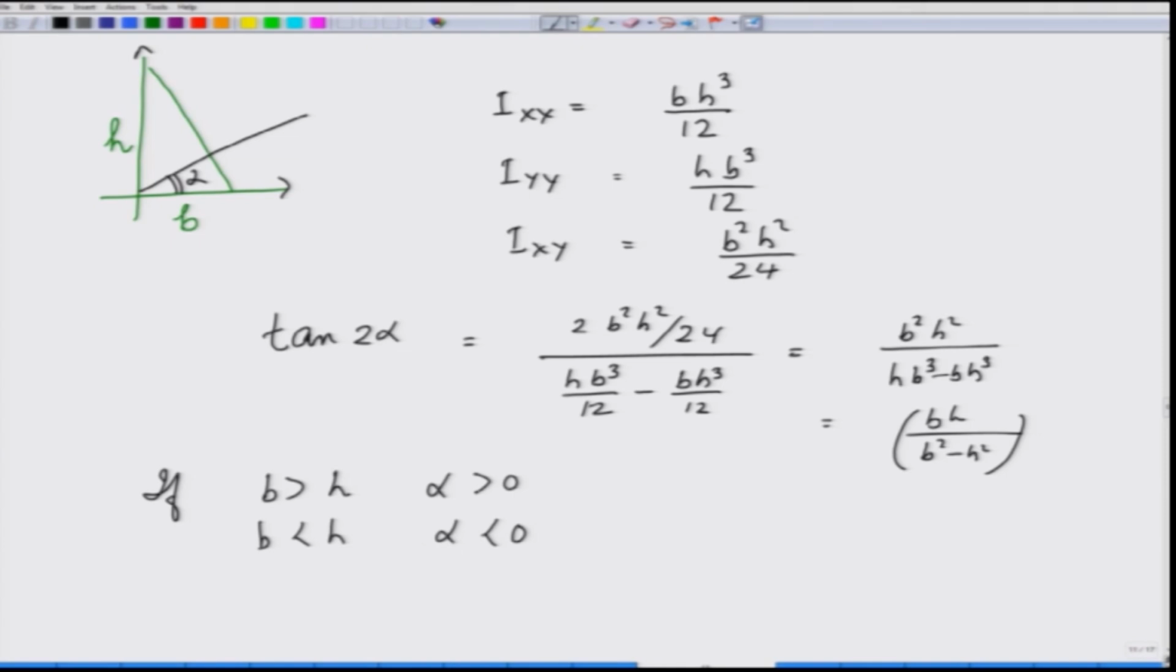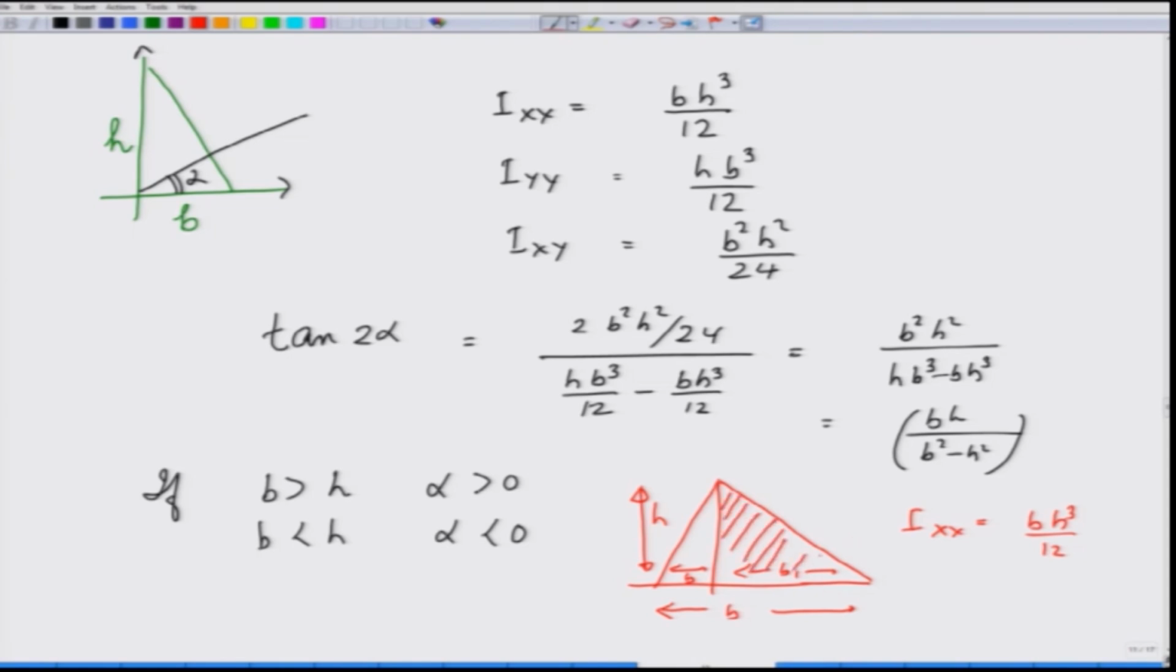One more comment is, if the triangle was not right angle but something like this, with total base size b, this being b1, this being b2, and height h, I_xx will still come out to be b h cubed over 12, because both these triangles, the one shaded and the other shaded by green, are right angle, and each one of them has the I_xx, which is b1 h cubed over 12, and the other one is b2 h cubed over 12, and you add them and you get this answer. Thank you.